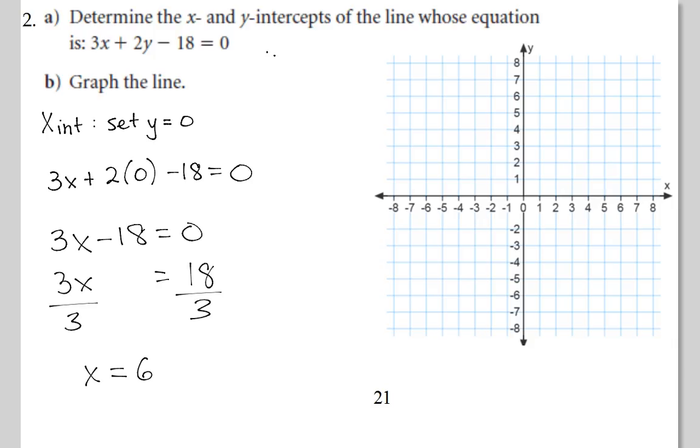So what does that mean? Why do I have a solution here that says x is 6? It tells you that x is 6 when the y is... Plot that point. It's right here. When the x is 6, the y is 0. Now do the same thing for the y-intercept.